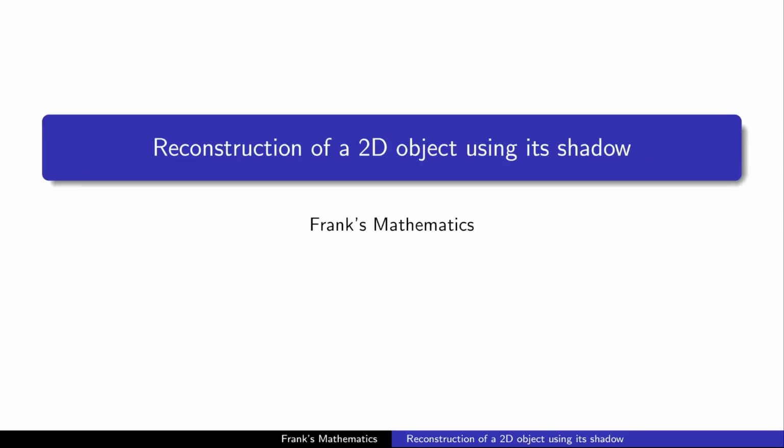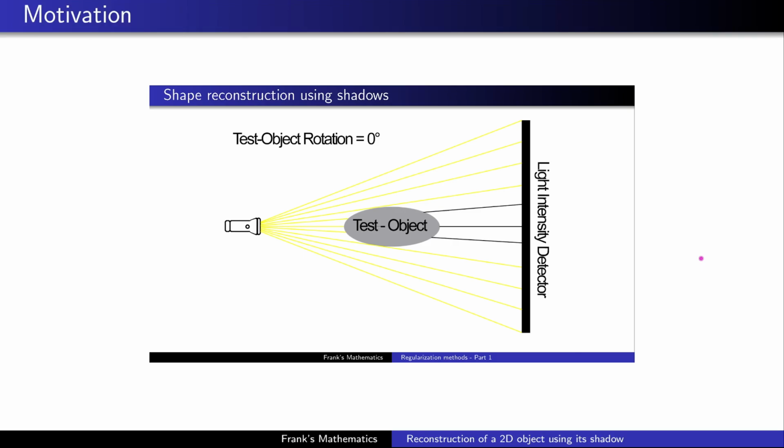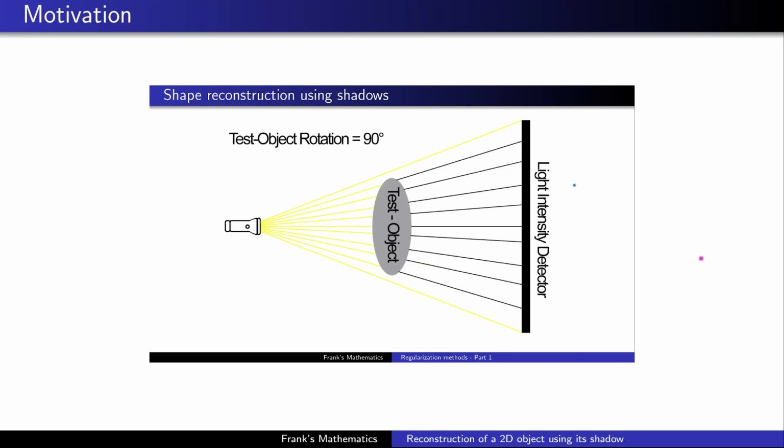Hey guys, today I want to talk about the reconstruction of a two-dimensional object using its shadows. This had been on my mind since I did the first video about inverse problems, and there I stated that this is possible to do. And the question is, how can you do this exactly? In this video I will show you a very naive and very simple approach to do this and how to implement it in MATLAB if you want to.